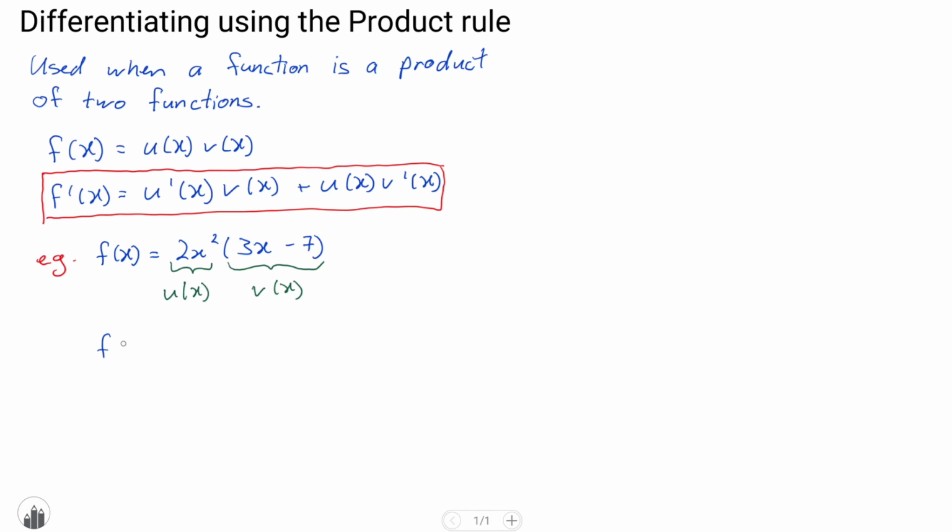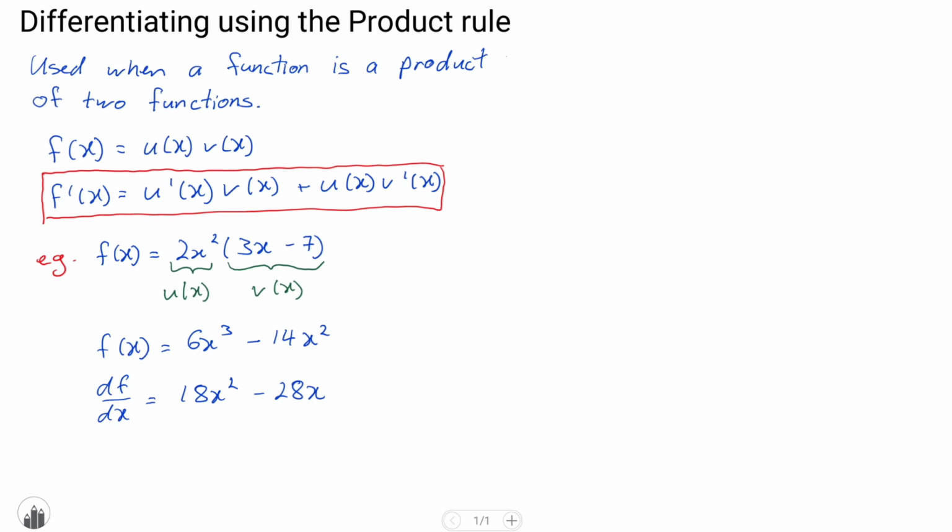So we've got our original function here. If you expand the function, you get 2x squared times 3x. That'll give you 6x cubed. 2x squared times negative 7 gives you negative 14x squared, like that. And now finding the derivative, df dx, is going to be 18x squared minus 28x, like that. So that's not too bad.